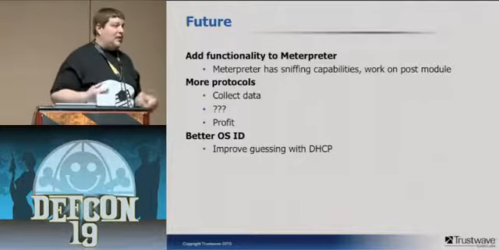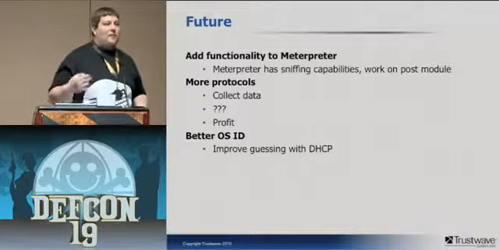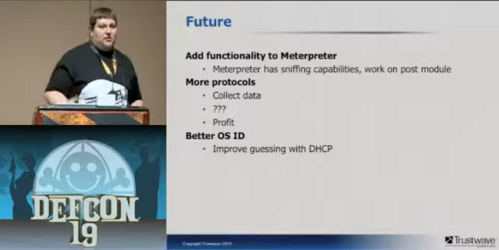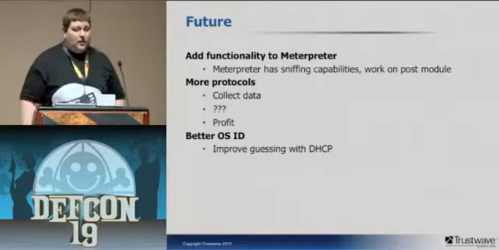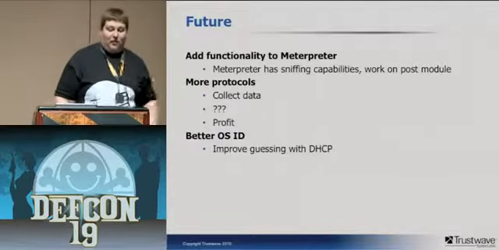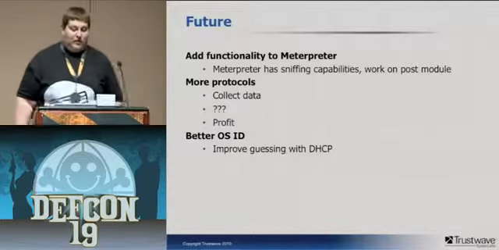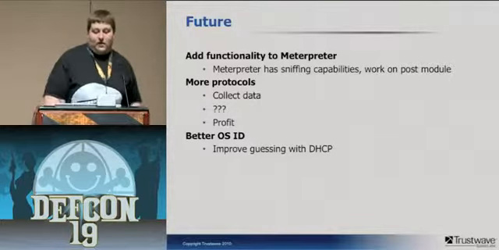So as you attack a new box, get a new shell, this may be something that you can look at to gather information on new segments as you start progressing in pivoting through a network. And again, also more protocols, because collect data and profit, and I still haven't quite figured in all the question marks, but I'm sure we can figure that out. And then again, the better OS identification.